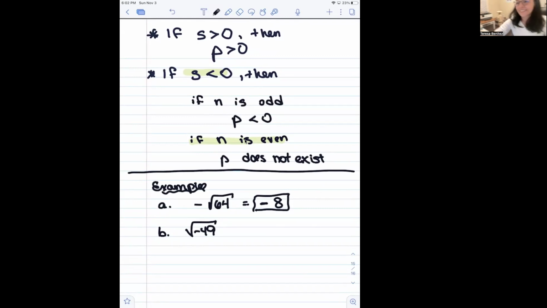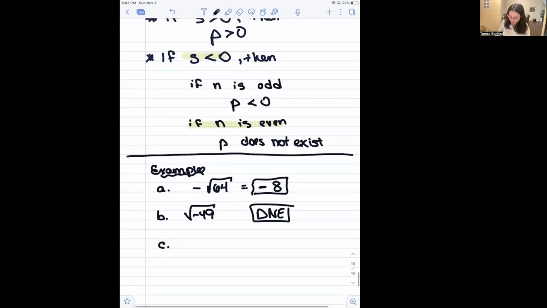Also, you guys gotta see this. I have company. You guys see that. All right. No number multiplied by itself will be negative 49. So here we would have does not exist. Okay. Apologies for that. Does not exist.